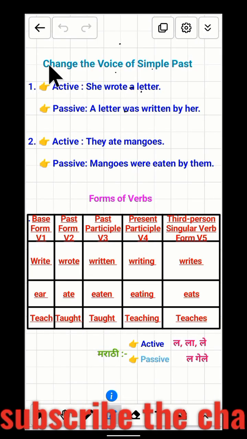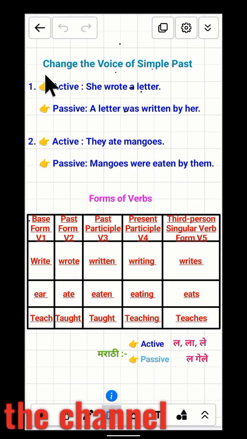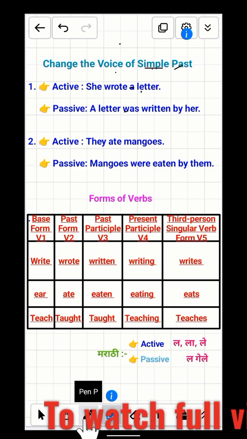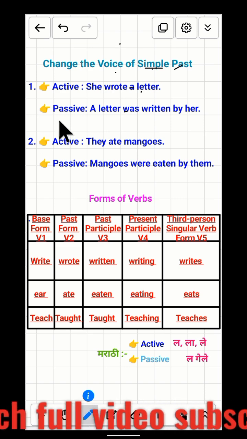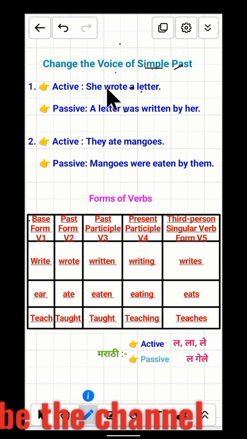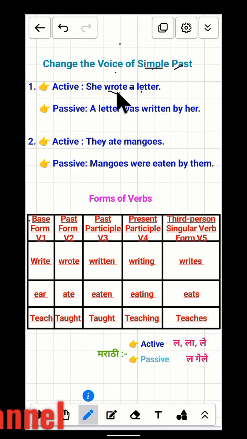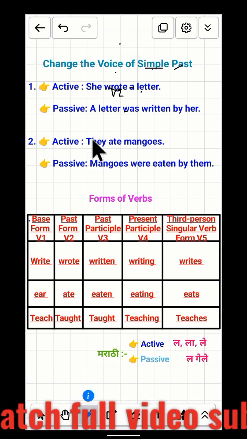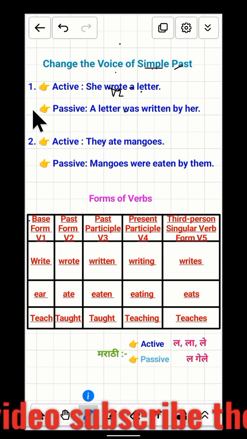In this video we are going to change the voice of simple past tense. First example is: she wrote a letter. So here, how can we identify that this is simple past tense? This is the second form of verb, which shows that it is simple past tense.